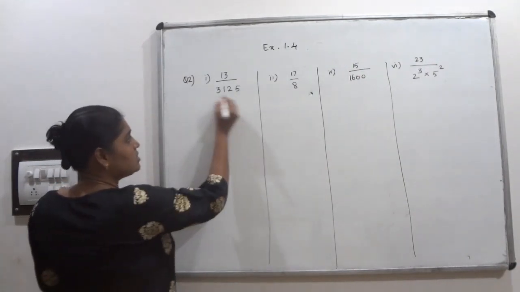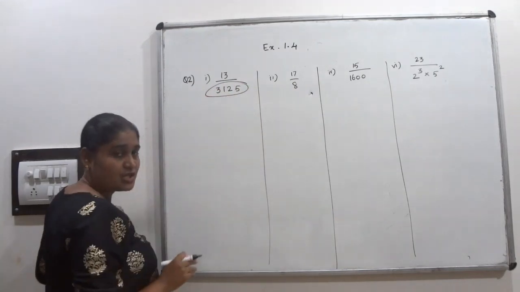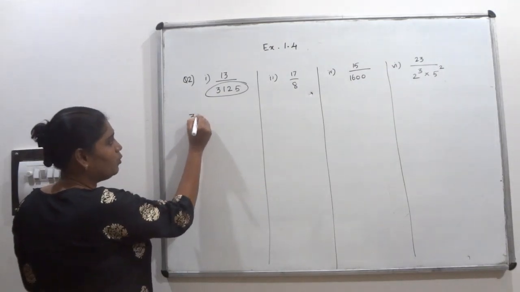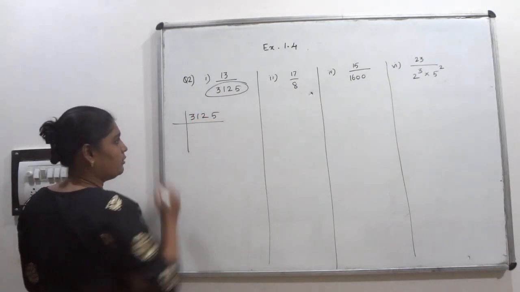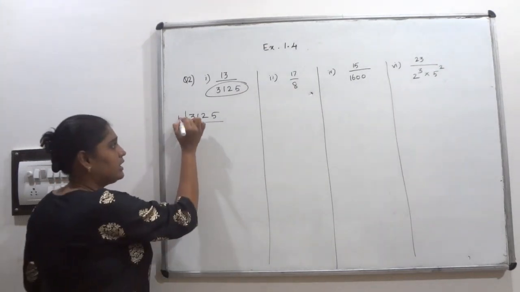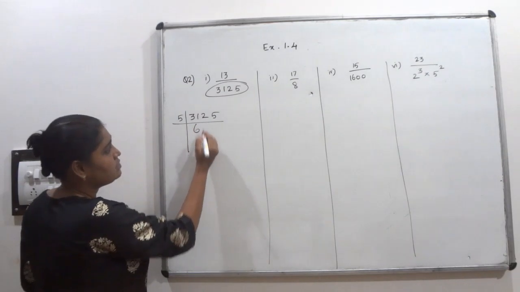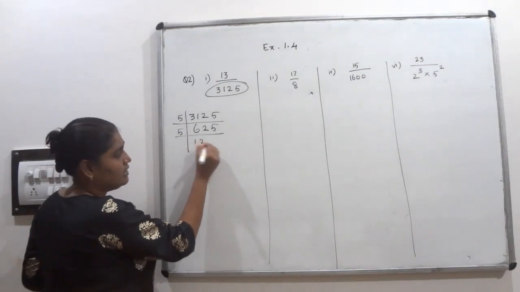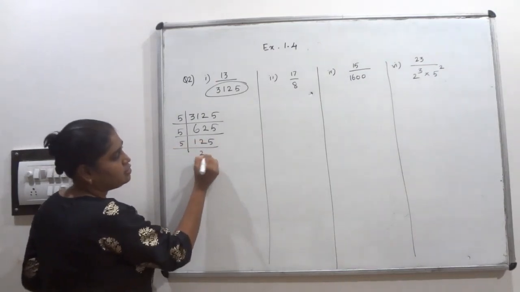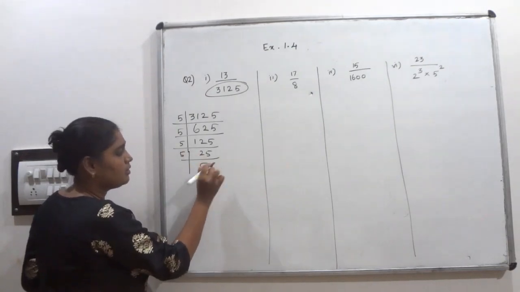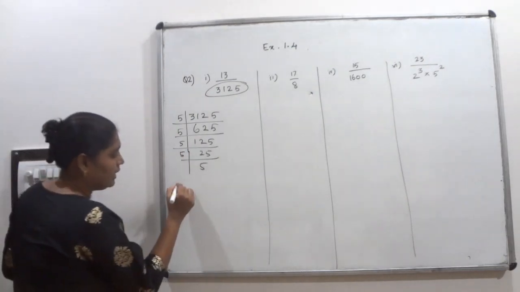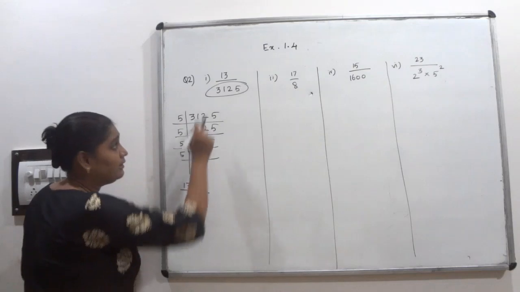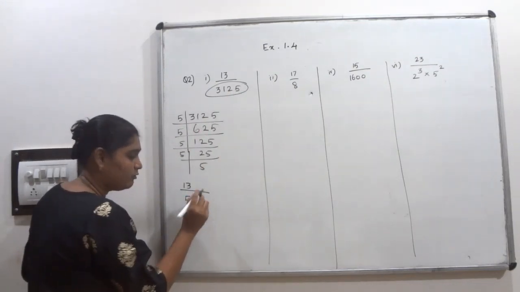Let's see. Check the denominator in the fraction. For this one, I am going to write the prime factorization. Write 3125. What are the prime factors of this number? It is divisible by 5, giving 625. Again divisible by 5, 125. Again divisible by 5, 25. Again divisible by 5. So it goes 5 times. So we can write 13 upon 5 repeated 5 times, that is 3125 equals 5 to the power 5.